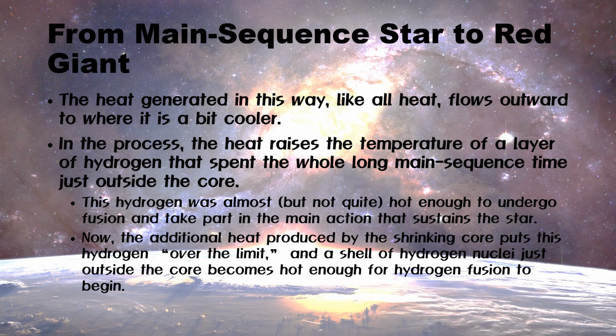Now, this hydrogen was almost but not quite hot enough to undergo fusion and really take part in the main action that sustains the star that we saw previously. It wasn't quite to that temperature. But now because we are contracting that core, we've produced additional heat, which allows the hydrogen to go over the limit, and we actually get a shell of hydrogen nuclei just outside the core that are now hot enough for hydrogen fusion to begin once again.